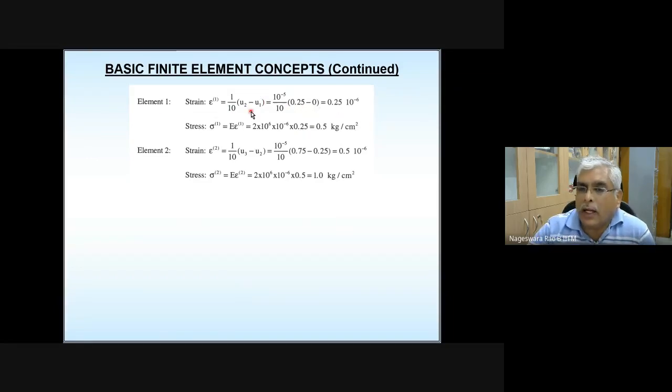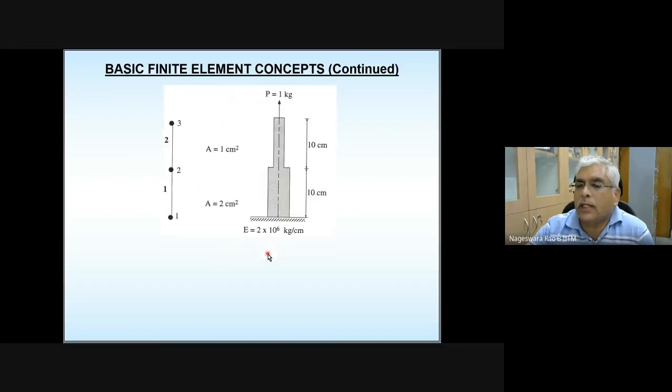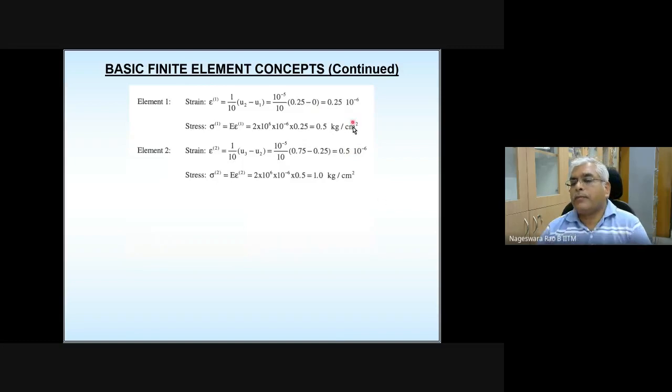You already noted. I told you to make a note of these equations. Okay. So now for each element you substitute its first node displacement here, second node displacement here, and the length of the element. You get the strain in that element. Once you get strain, you can determine stress and you can determine axial force. So that is what is done here. Please take a note of it. If you have any questions, please let me know.